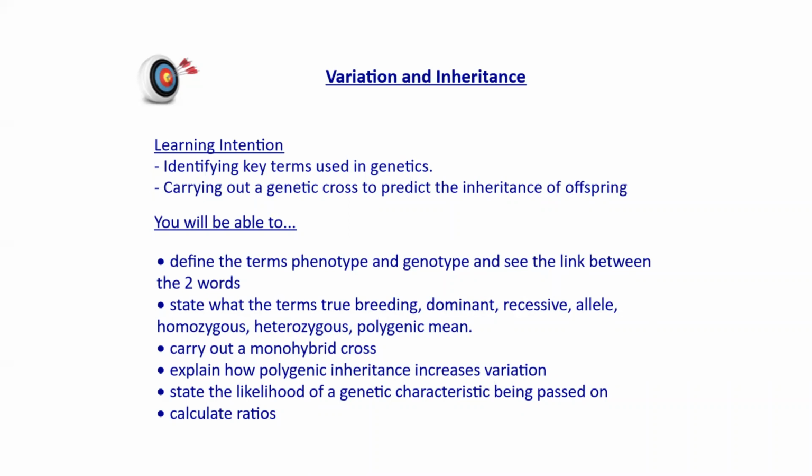But at the end, we'll come on to take a look at polygenic inheritance, which is all about the continuous variation traits. So we've got quite a few key words that you're going to need to pick up on as we go through this lesson, and you'll make a note of these in your notes. And then we're going to do a little bit of practice in carrying out what we call a monohybrid or a genetic cross.